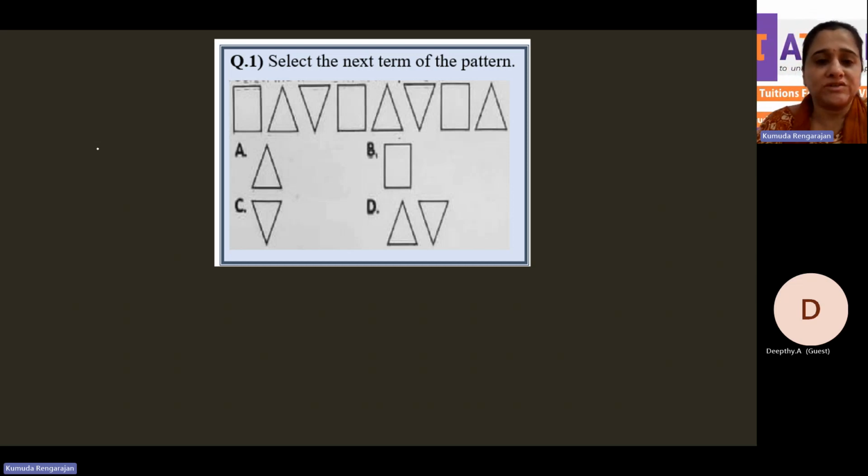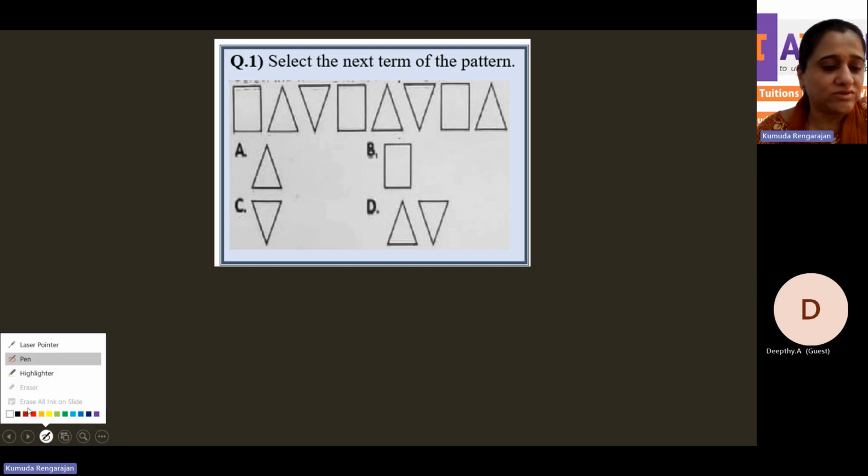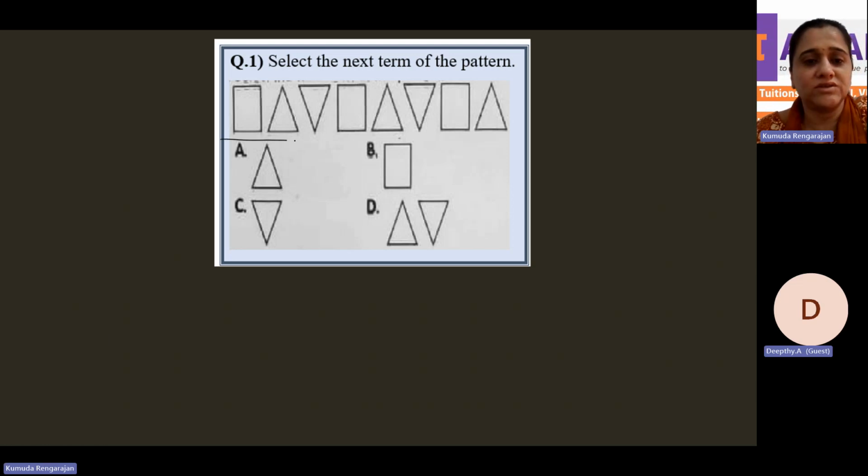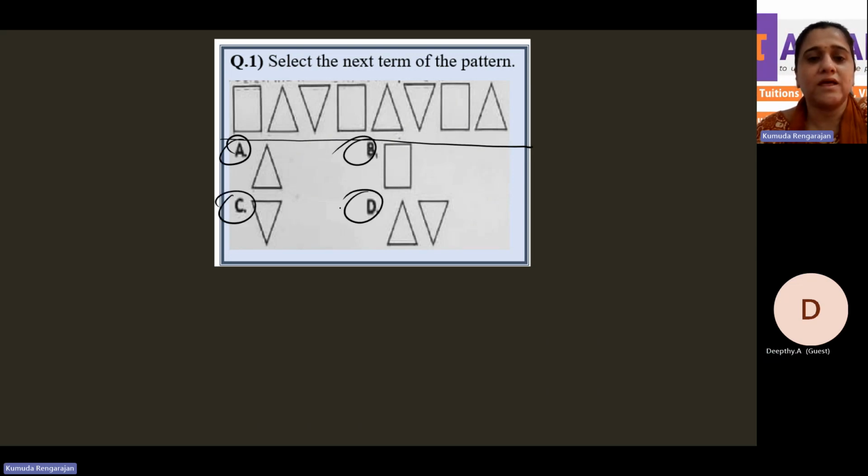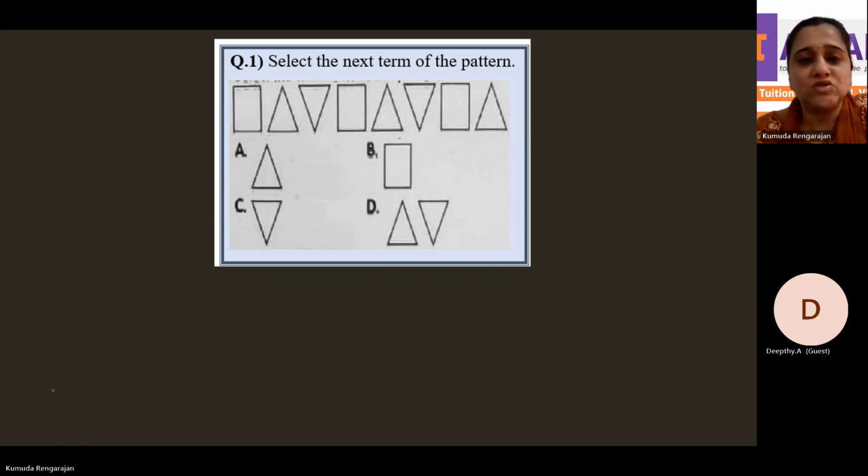Now, you can see the question and options are given to you. You need to select the correct option. The options are A, B, C, and D. Now see this pattern: a rectangle, triangle, inverted triangle, rectangle, triangle, inverted triangle, rectangle, triangle, inverted triangle. You just have to find the next term, not next terms, next term.